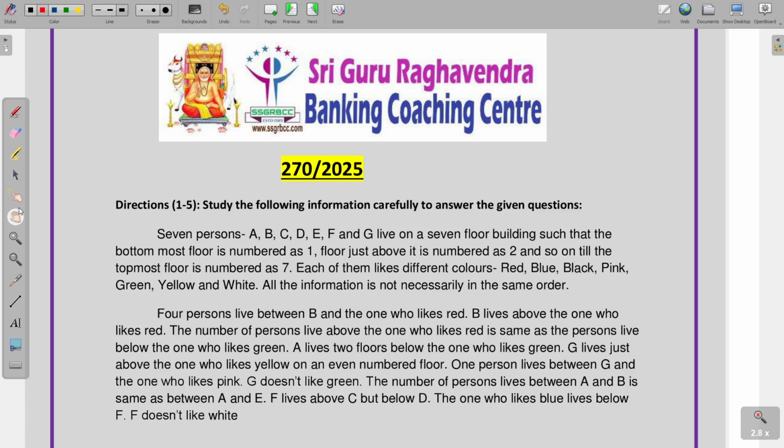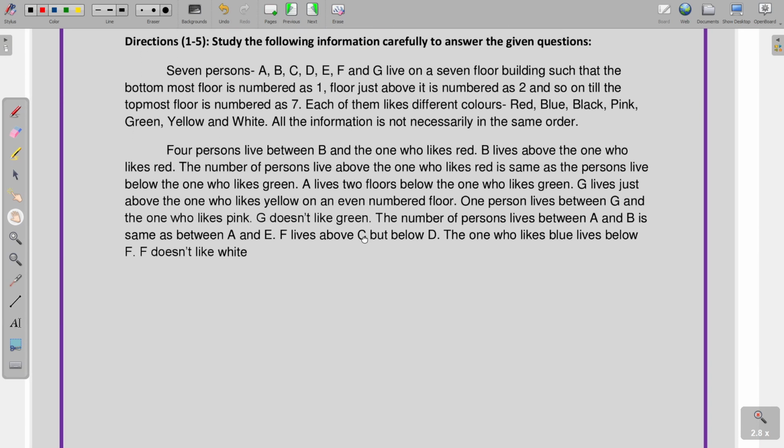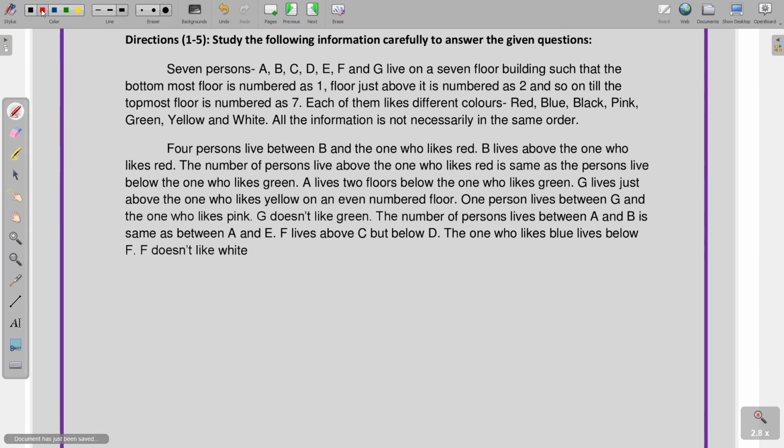I am Sampath. So in this class we will discuss paper number 270, IBPS RRB PO and clerical reasoning paper. In this paper we have totally 40 questions. See the directions 1 to 5. Study the following information carefully and answer the given questions.